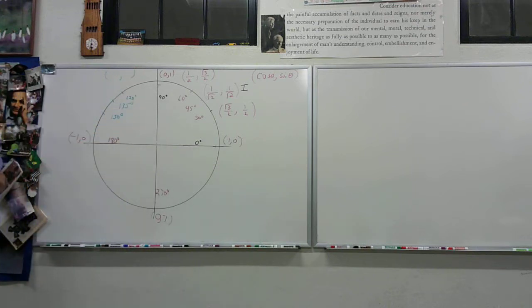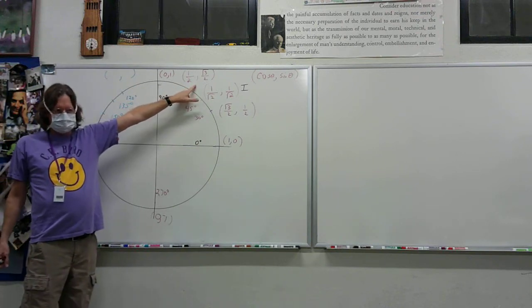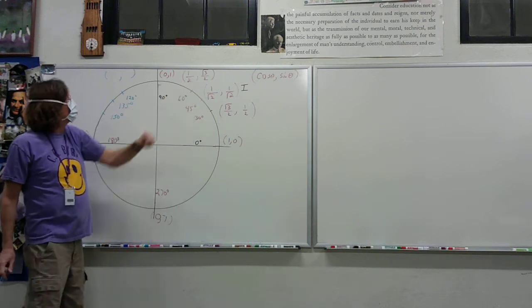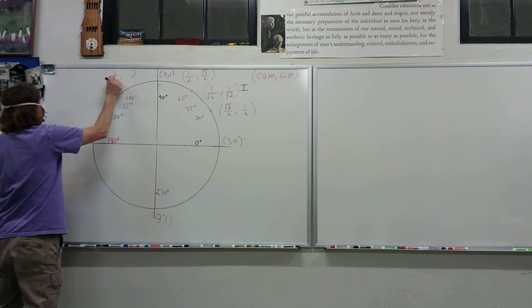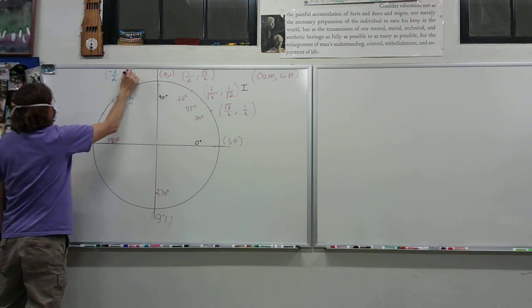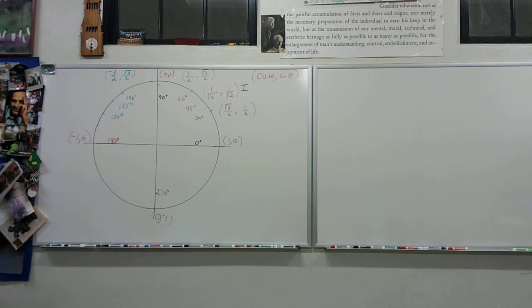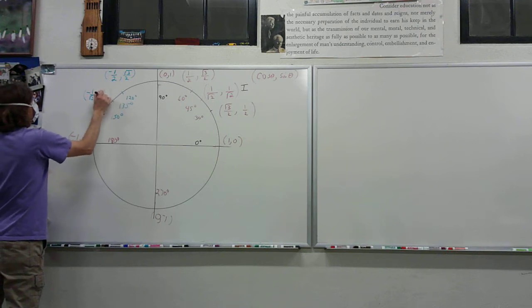Now, at 120 degrees, notice you're directly across from 60. Is that good? Is that all right? So what would the values here be? It's still 1/2, but now it's not a positive 1/2. It is a negative. And then, how about the square root of 3 over 2? It is still what? Okay. How about 135 degrees? Can you tell me what it's going to be? Negative 1 over square root of 2, comma, 1 over square root of 2.